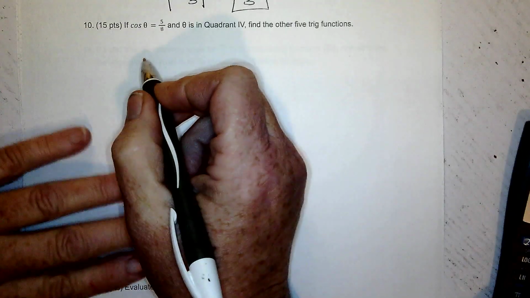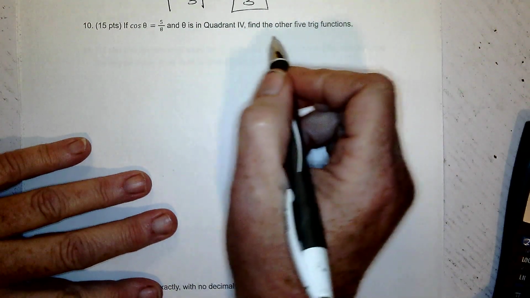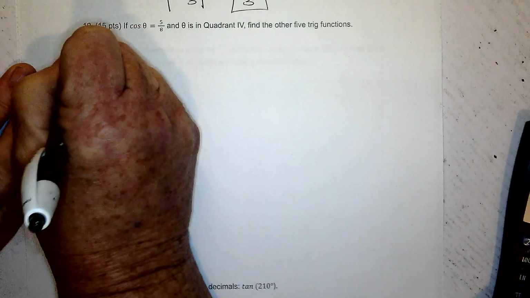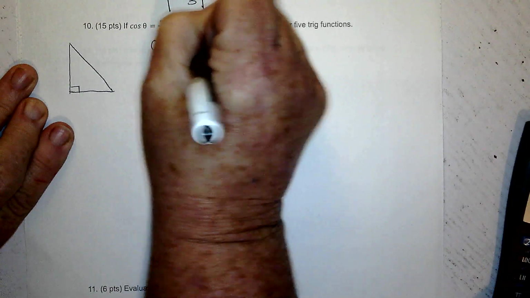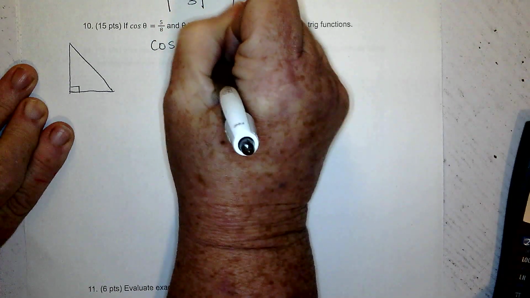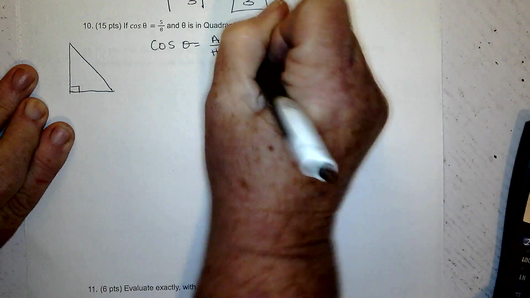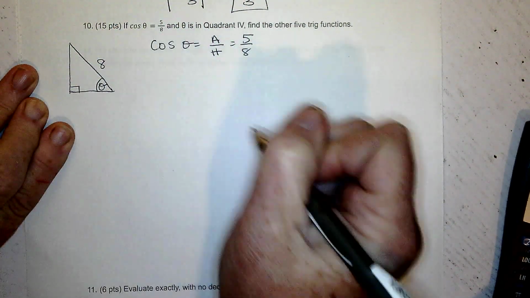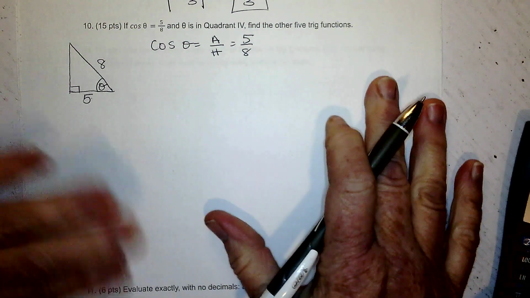Next one. If cosine of theta is 5/8 and theta is in quadrant 4, find the other trig functions. Well, cosine of theta is adjacent over hypotenuse. So that means my adjacent side is 5 and my hypotenuse is 8. Therefore, I'm going to put my angle right here. The adjacent side to that angle is going to be 5. I need to find my other side.